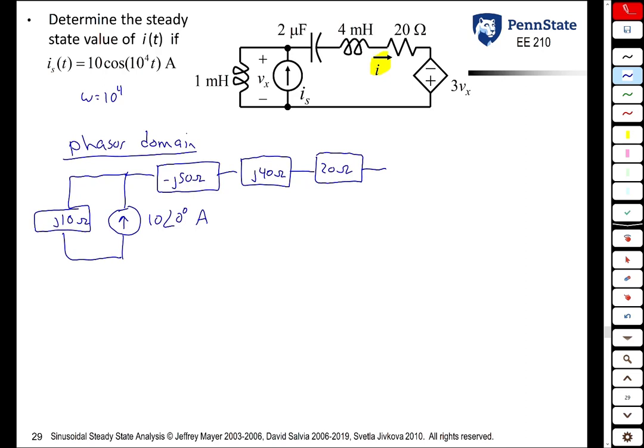How about the dependent source? Well, because it's a source, we're going to use phasors. The only difference is now instead of 3Vx, it's 3Vx phasor, and we need to define Vx phasor. Vx phasor is the voltage across this current source. So Vx phasor is given by that.